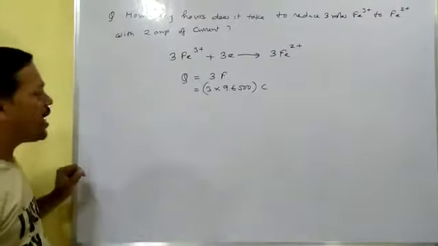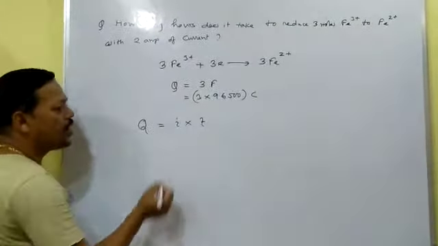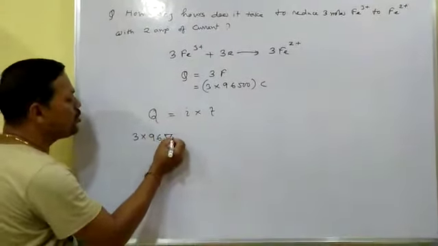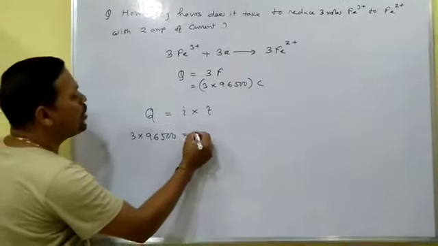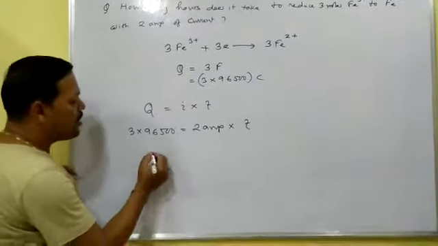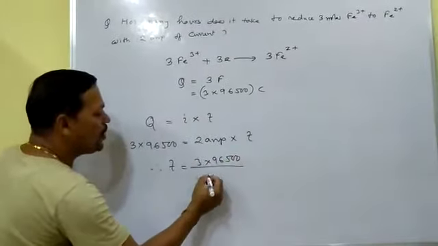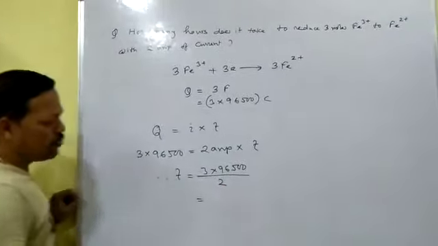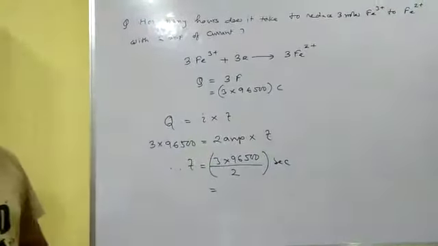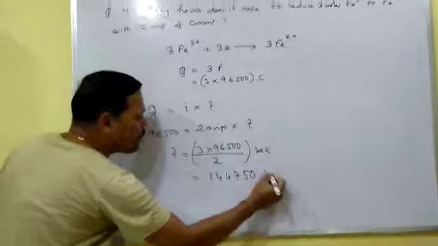Now you have to find out the time. As we know, charge is equal to I into T, I mean current into time. So the charge is 3 into 96500 coulomb. This is equal to I, given 2 ampere in the question. Then you can find out the time required for this reduction. Therefore, T is equal to 3 into 96500 coulomb divided by 2. When you do the calculation, you will get the time in terms of seconds. So you will get the answer 144750 seconds.